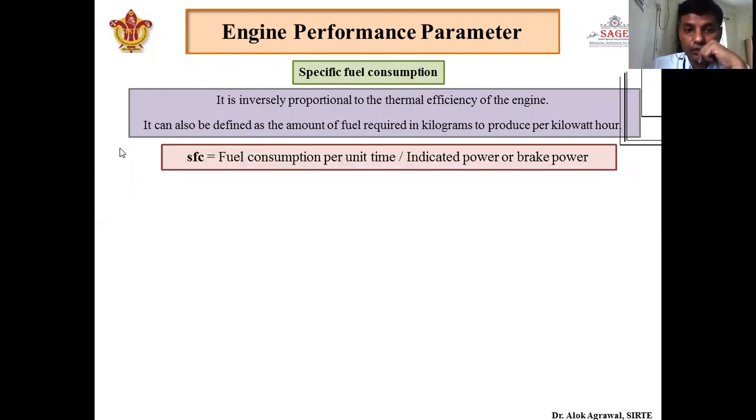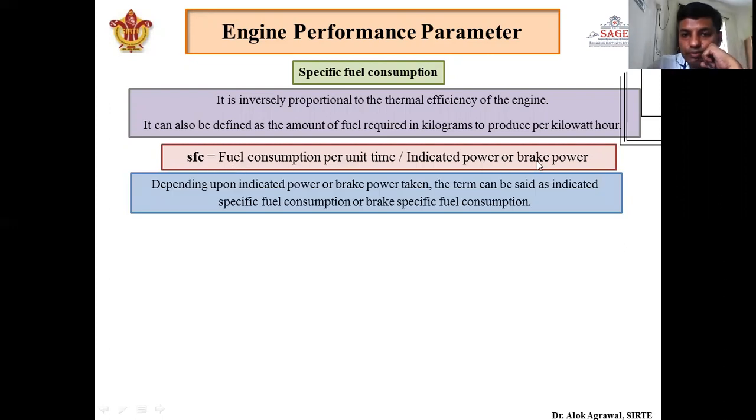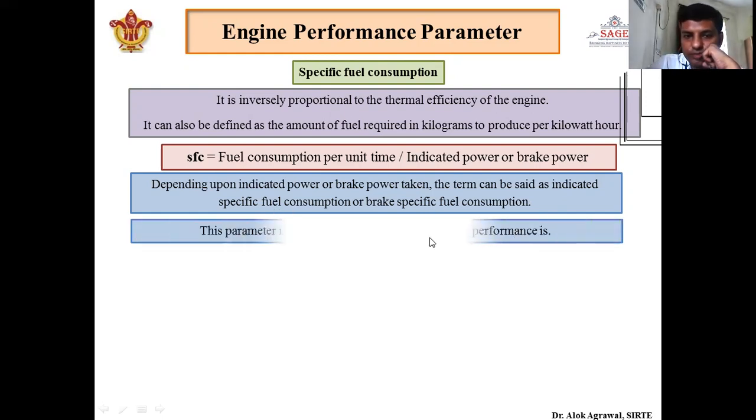Specific fuel consumption can be defined as fuel consumption per unit time divided by either the indicated power or the brake power, depending on which denominator we take. Mathematically, specific fuel consumption is equal to the fuel consumption per unit time, in kilograms, divided by indicated power or brake power. If we put indicated power, it is called indicated specific fuel consumption, and if we put brake power, it is called brake specific fuel consumption.